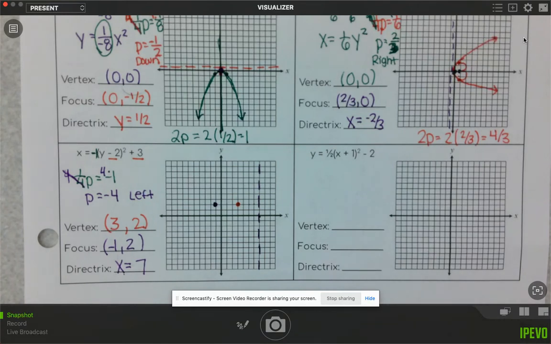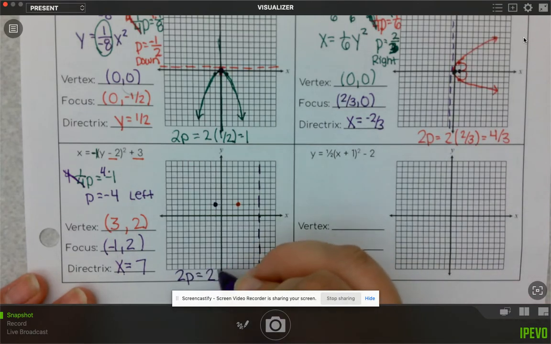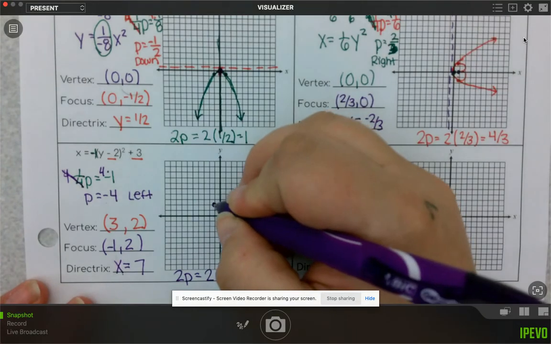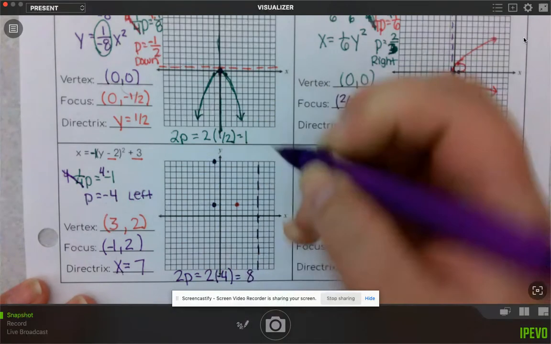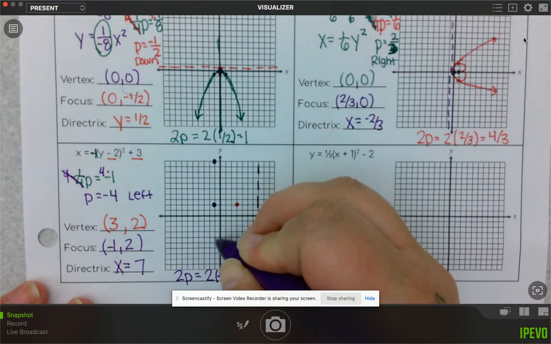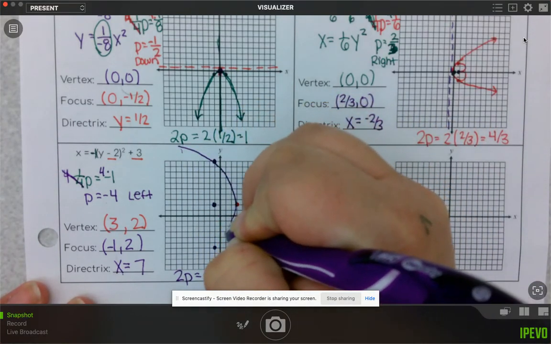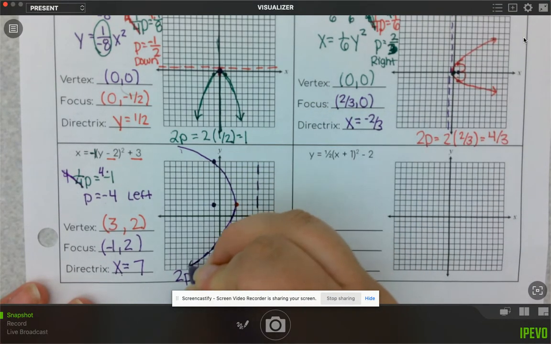And then we need 2 extra points, right? The 2p part. So 2p is going to be 2 times 4. Sorry, -4 technically. So whatever p is, you double it. That's 8 or -8. Doesn't really matter because we're going to do both. We're going to go up 8. 1, 2, 3, 4, 5, 6, 7, 8. And down 8. 1, 2, 3, 4, 5, 6, 7, 8. And my parabola goes through those 3 points. Like that.